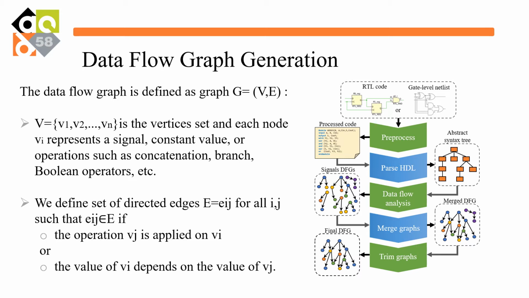In the next step, we need to merge all these subgraphs to have one single graph for the whole design, and we also trim some of the independent parts of the graph to make sure we have one single graph for the whole design. In this graph, we have nodes that can represent signals, constant values, operations, or branches. Also, we have edges that are directed and show the connection from one node to another, which basically shows the dependency of one signal on another one or shows that one operation is applied on a signal node.